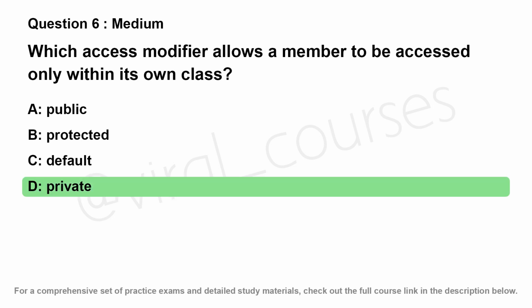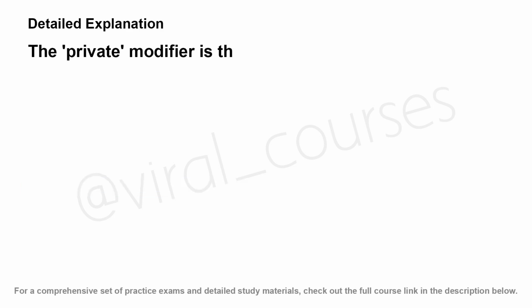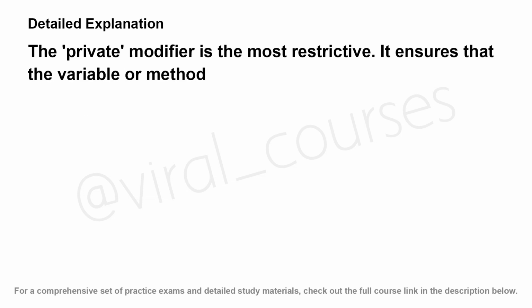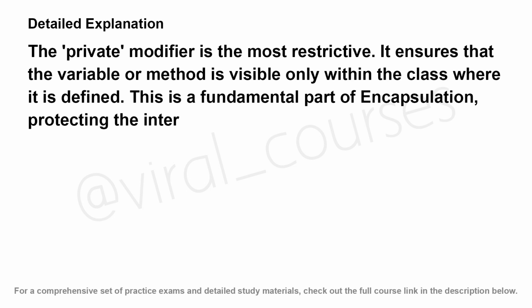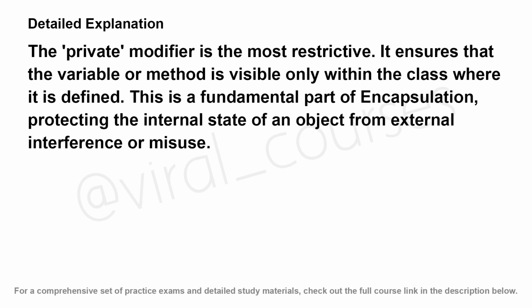The correct answer is D. The private modifier is the most restrictive. It ensures that the variable or method is visible only within the class where it is defined. This is a fundamental part of encapsulation, protecting the internal state of an object from external interference or misuse.